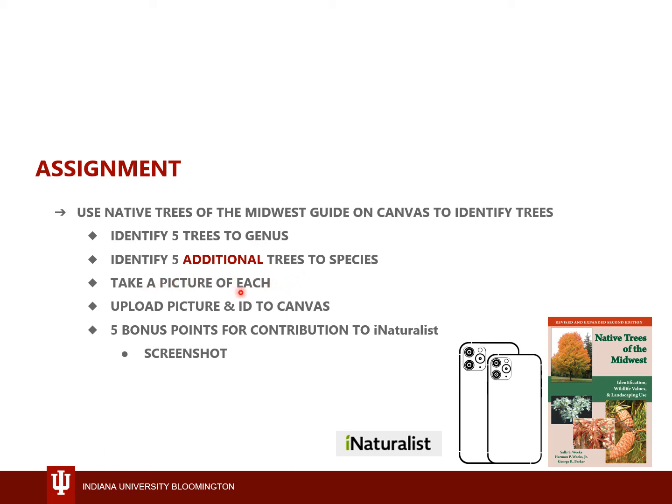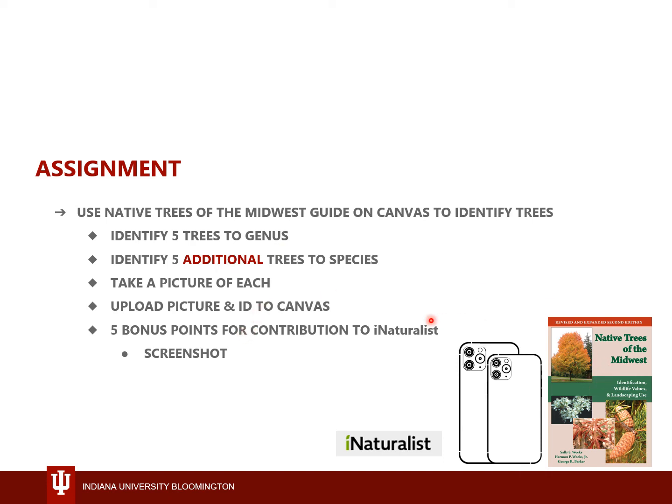And what I'm going to ask you to do is to take a picture of each one and then upload the picture and the ID to Canvas. So one way you could do this is you could just make a list in Word or Google Docs or whatever, and give me a list of the trees that you identified, and then submit that, and Canvas allows you to submit other files along with your submission. So you can upload your photos that way, or you can put it all into a Word document. I don't really care how you do it. Just take a picture and tell me the ID of the trees that you did, 5 to the genus level and 5 to the species level.